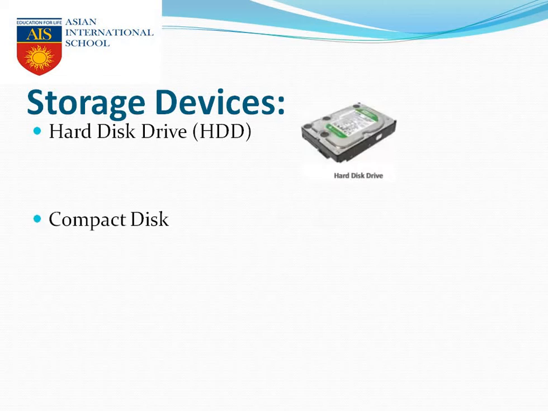Next is compact disc. We call this CD. It is a flat, portable, round metal storage. The purpose of compact disc is to store the information. It can be of two types, either readable compact disc or RW, which is write and read compact disc.